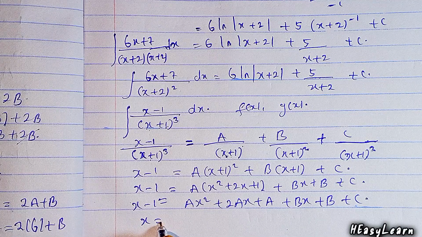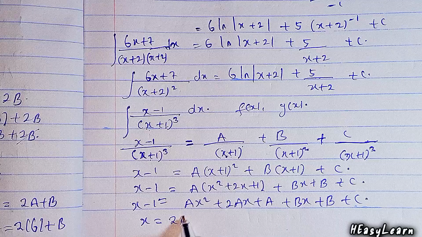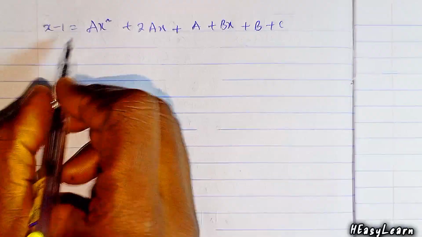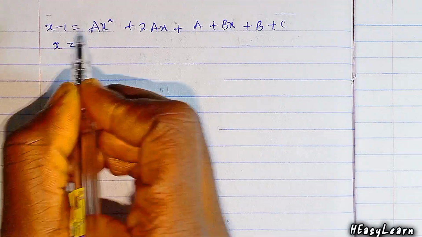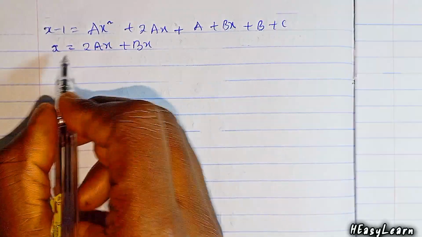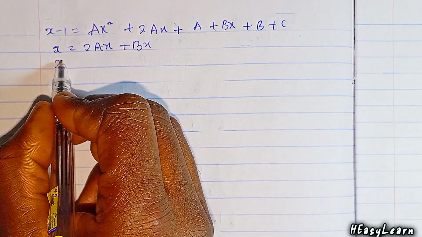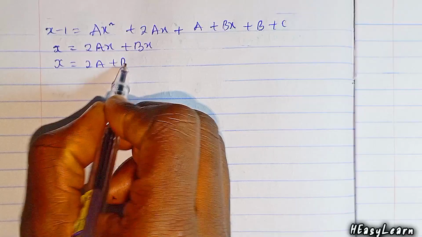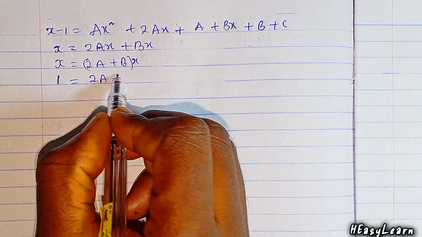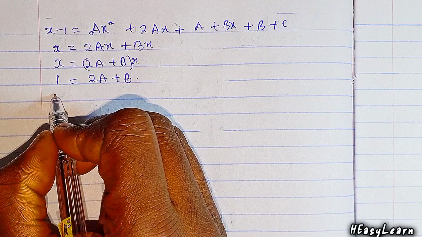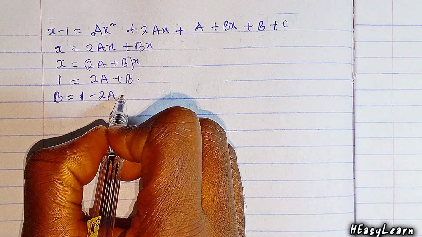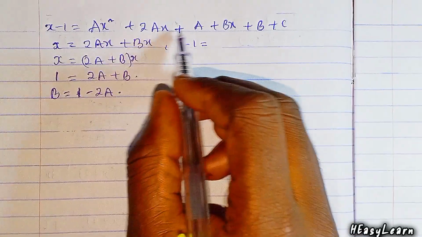So x is equal to any term that has x. We have 2ax plus bx. So equate it together. We have x equals 2ax plus bx. Then in this case, we are going to have 1 equals 2a plus b. In this case, we have b to be equal to 1 minus 2a. Equate minus 1 to what? Any constant here.